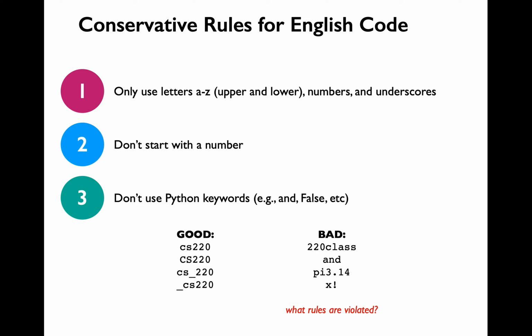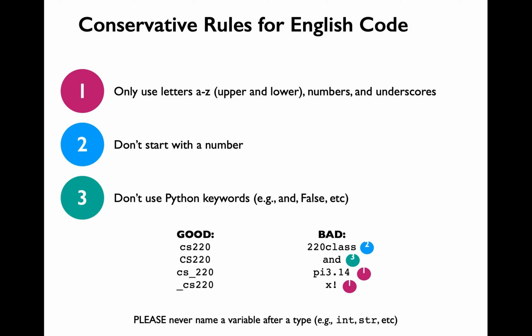220_class violates rule number 2. That's because it starts with the number 2. And it violates rule number 3 because it's a Python keyword. Pi 3.14 and X! violate rule number 1 because they have a dot and an exclamation point as part of the variable name.